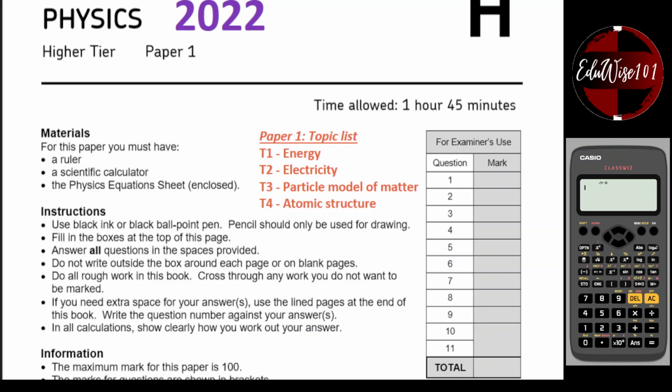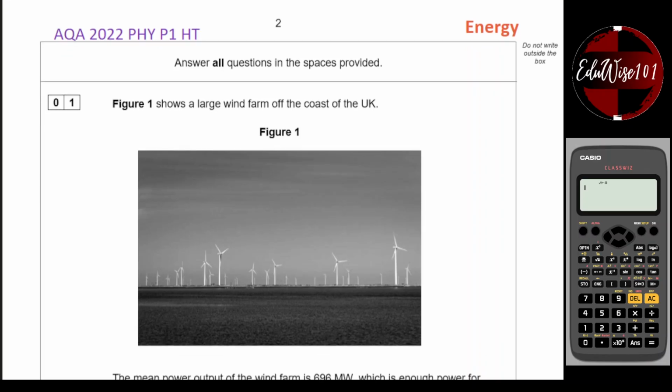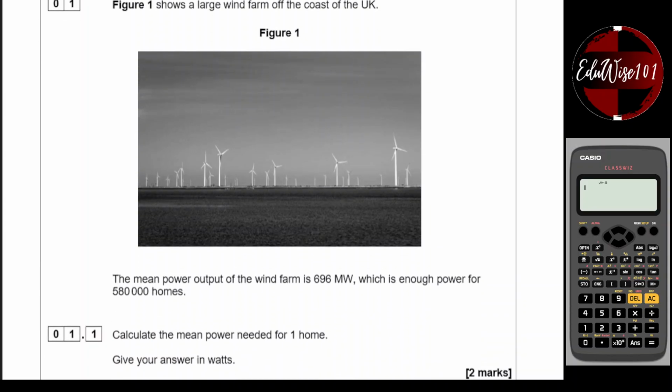Let's have a look at question number 1. Question number 1 is on the topic of energy. Figure 1 shows a large wind farm off the coast of the UK. The mean power output of the wind farm is 696 megawatts, which is enough power for 580,000 homes. Calculate the mean power needed for one home. Give the answer in watts.